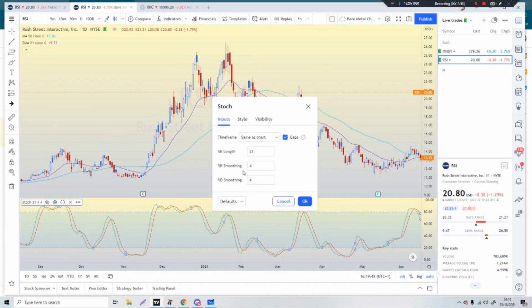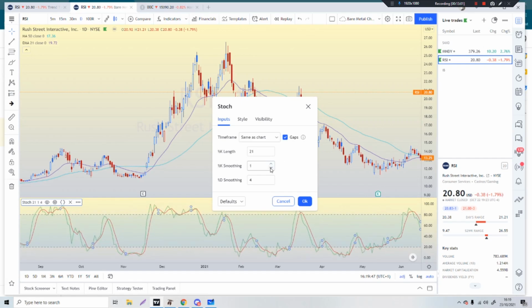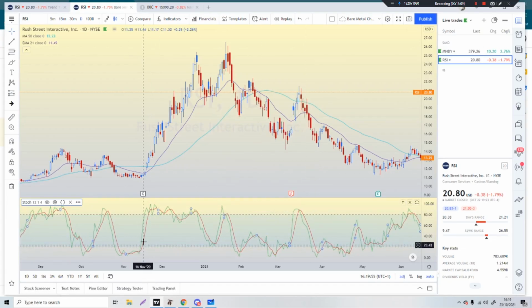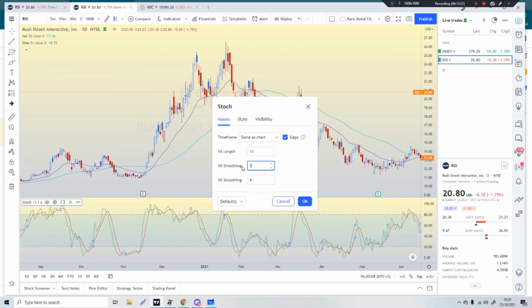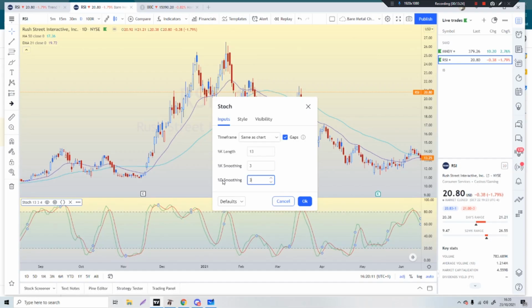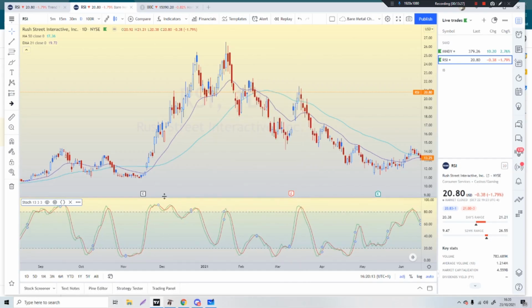Again, if you wanted to see just an actual stochastic on that, 13. So this red line's the actual stochastic. That's pointing to where in that range these are closing, and that's a 13 one. The default it'll come with is 13, 3, 3. It's probably the least useful setting. I don't know why they were there, but again, you can see on it how it's showing the momentum of it.